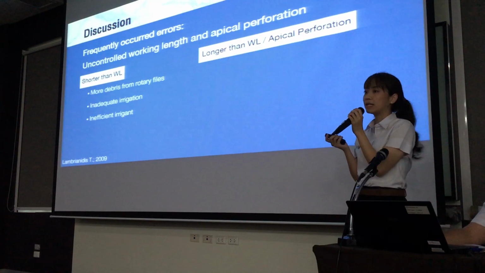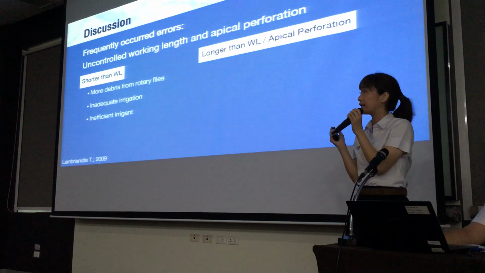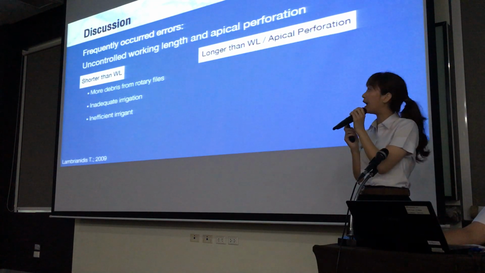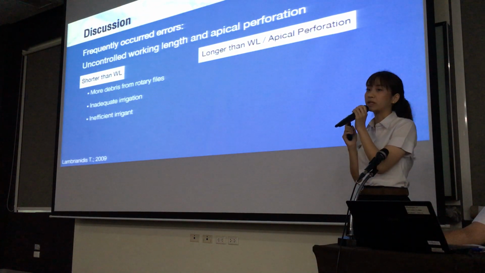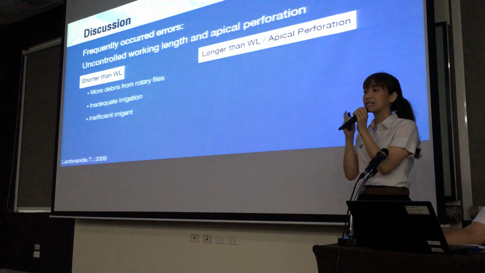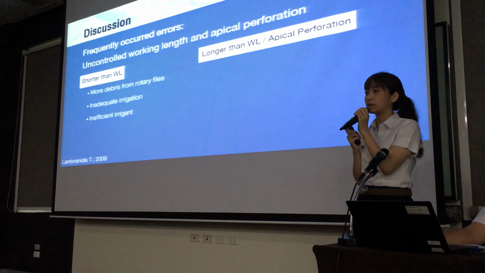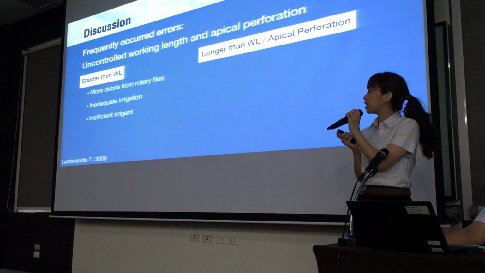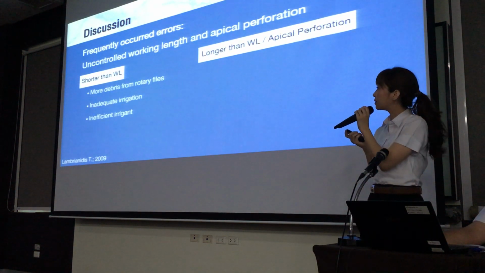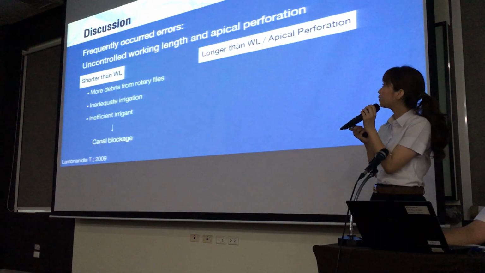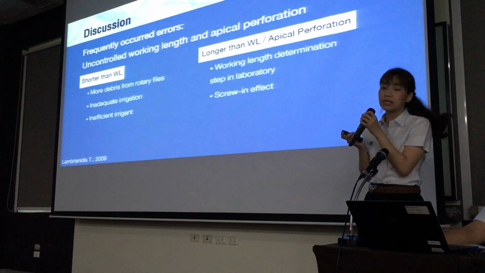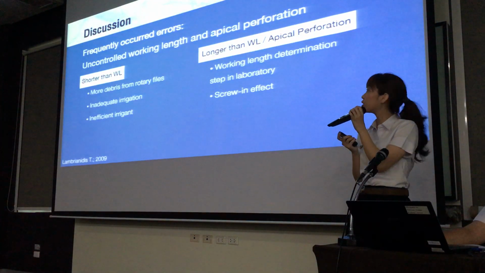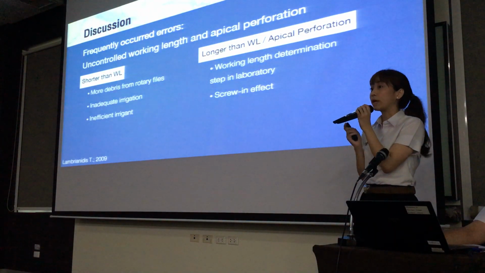The shorter than the working length may occur because of canal blockage. More debris can be created from the rotary file, along with inadequate irrigation and inefficient irrigants, because in our laboratory we use only water to irrigate the canal. These three factors can result in canal blockage that consequently becomes shorter than the working length. And the longer than the working length is because of procedural factors. The working length determination in our laboratory is only by radiographic evidence.